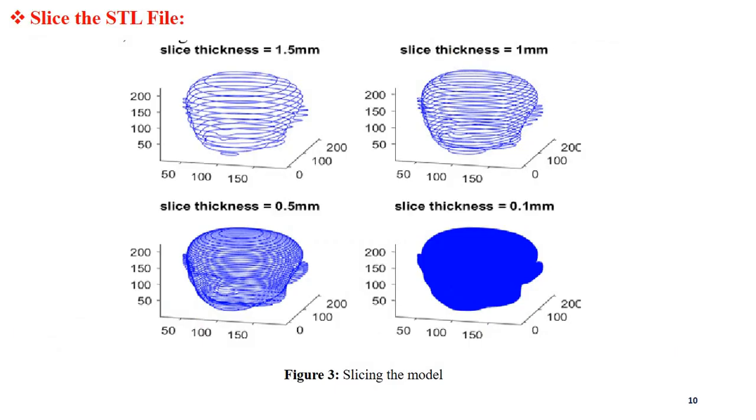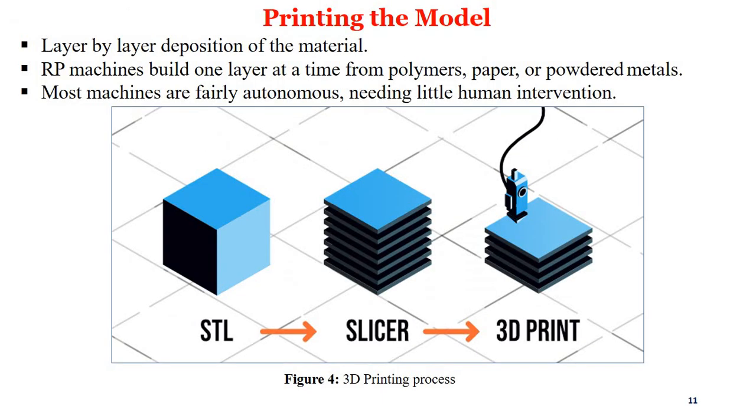In the STL file, we give the slice thickness, which means we are converting the whole object into small parts and maintaining their thickness. We give the optimum slice thickness to reduce any error. Printing the model: after slicing, we print the model.